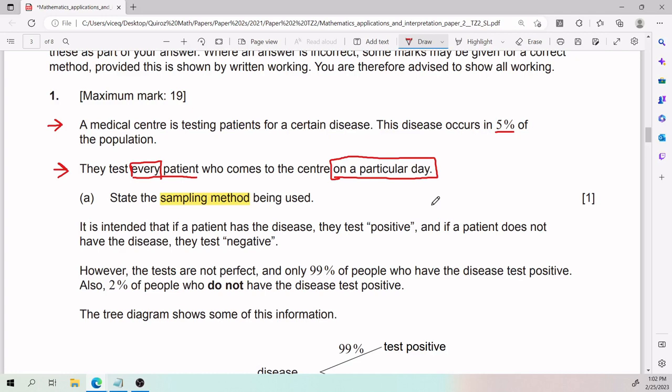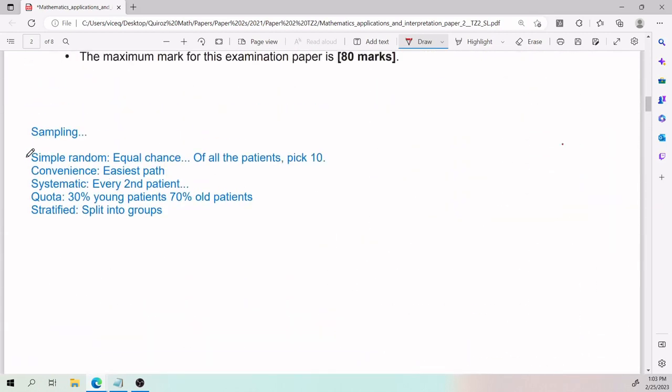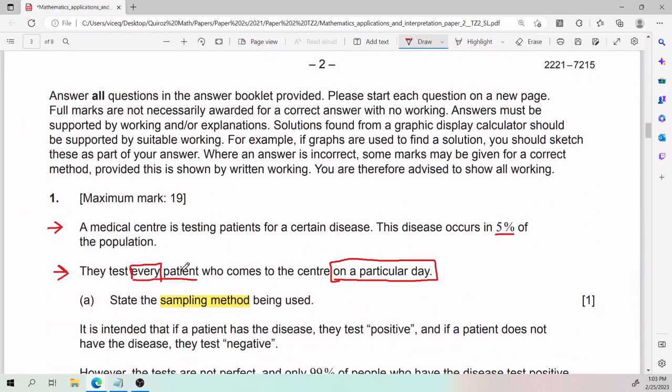There's usually around 5 sampling methods, especially at the IB Math AI SL level. These are probably the ones you're going to be going through. We have simple random, convenience, systematic, quota, and stratified. And so simple random, in its name, it's kind of like you have a set amount of patients, you pick 10 of them, and you survey those 10. See? So in this case, it's not simple random because we are testing every patient. If you're testing every single patient, then it's not simple random.